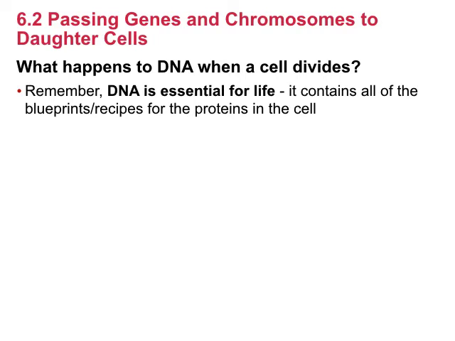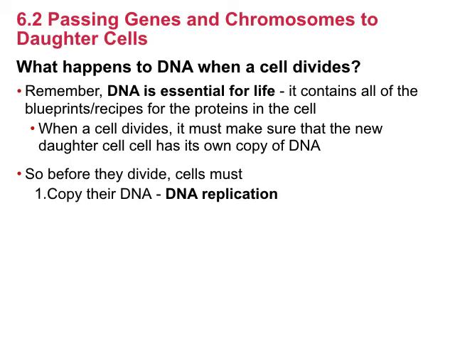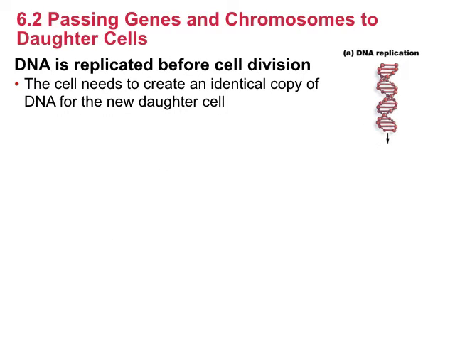So when the cell divides, it has to make sure that DNA is preserved and that each cell resulting from the division has its own copy, right? So it has to make sure that the new daughter cell has its own copy of DNA. So before cells divide, they have to, one, copy their DNA, which is called DNA replication, and two, condense the DNA into chromosomes to help separate each copy of DNA. And this is called DNA condensation. So let's look at these two things and then we'll finish our lecture.